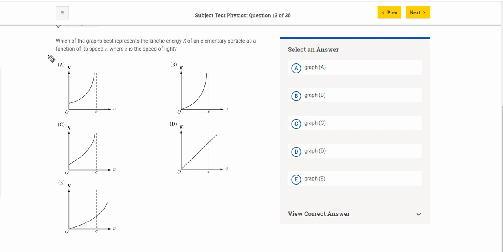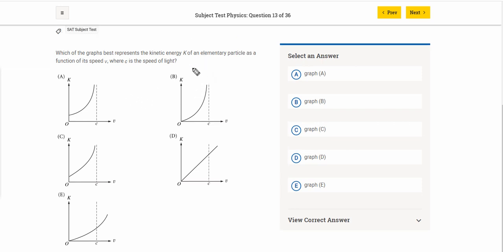Okay, so in this question it says which of the graphs best represents the kinetic energy of an elementary particle as a function of its speed, where c is the speed of light. Alright, so the formula of the kinetic energy is K equals half mv squared, or in other words we can say that kinetic energy is directly proportional to the square of velocity. So as the velocity increases, the kinetic energy increases exponentially, and there is no constant that is being added into this formula. It means when the velocity is 0, the kinetic energy is 0.